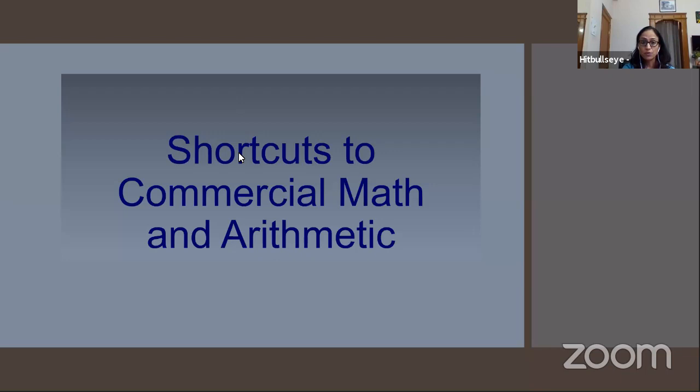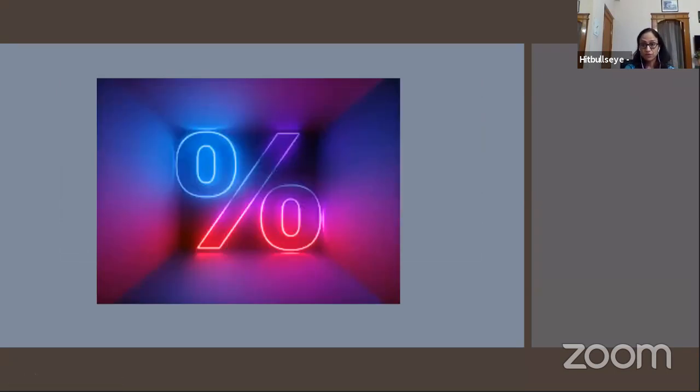So here comes the first question, and I'm not discussing all the shortcuts in one go. Each and every question will have a typical shortcut associated with it. So first of all, what is commercial math all about and what is arithmetic? See, this is one topic which is explained with the help of this particular symbol. It has everything to do with percentages. So the first shortcut that you need to be really aware of is that you need to be very good at percentages.